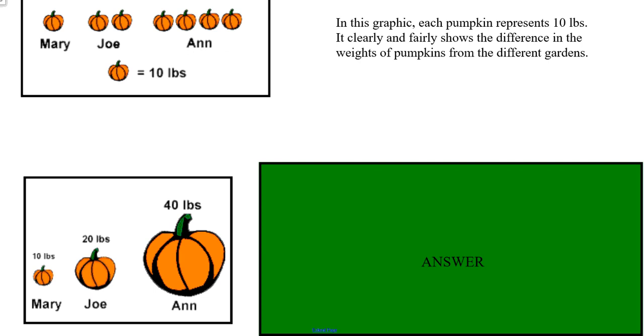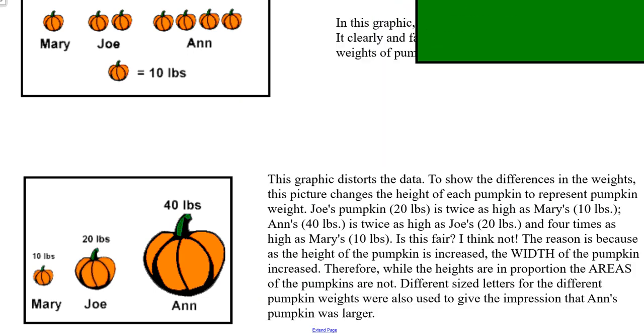Yes, Anne's pumpkin is bigger than Mary's, but is it that much bigger? Here, whoa, Joe's pumpkin is twice as high, twice as wide. Anne's is like 4 times as high, 4 times as wide. Is it fair? Of course not. We have to be really careful. The other thing, I don't know if you noticed this, but the writing for 10 pounds is much smaller than the writing for 40 pounds.